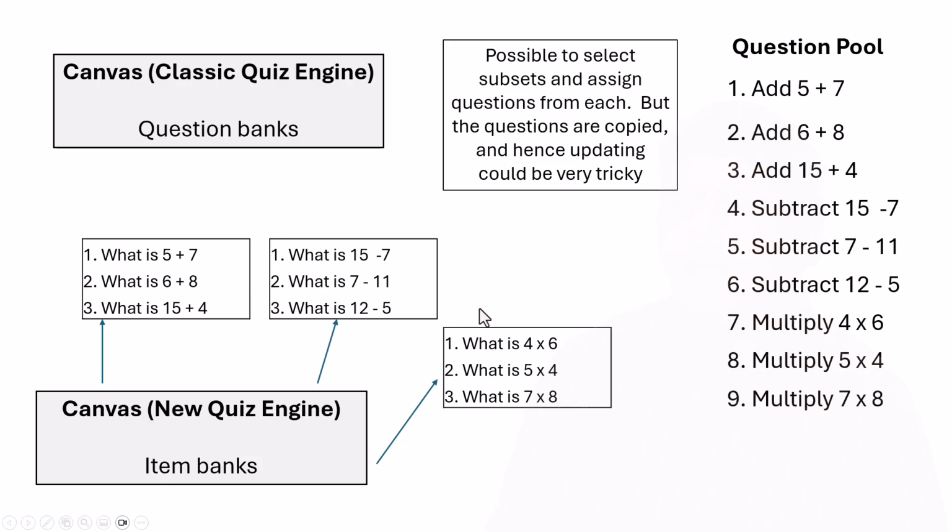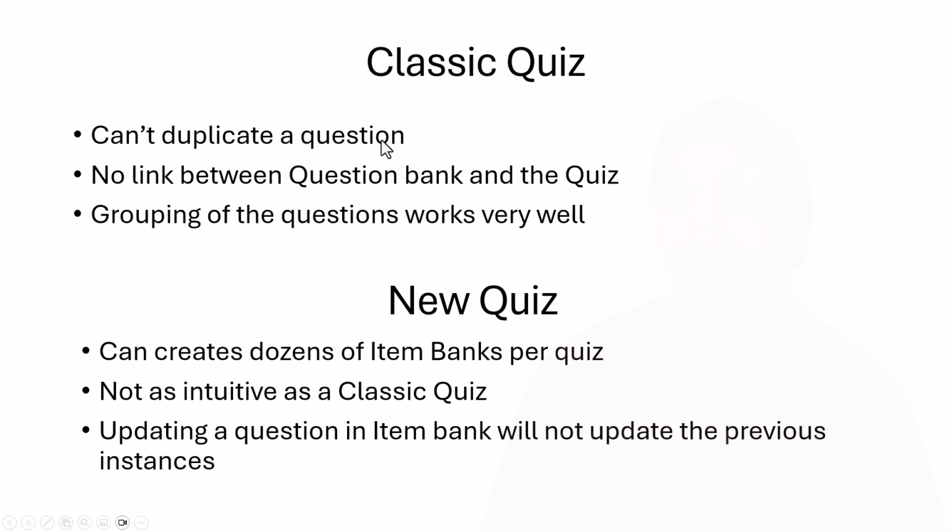So obviously, you might say, well, why bother to go to new quiz? You might as well choose classic. Well, the thing is they both have good points and bad points. So let me again explain. In a classic quiz, you cannot duplicate a question. There is no link between the question bank and the quiz. Once you pick a question from a question bank, the link is broken, which means if you want to make changes to the question bank, it will not go to the quiz.